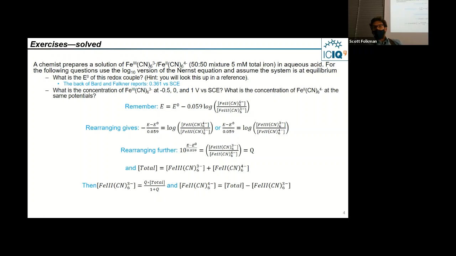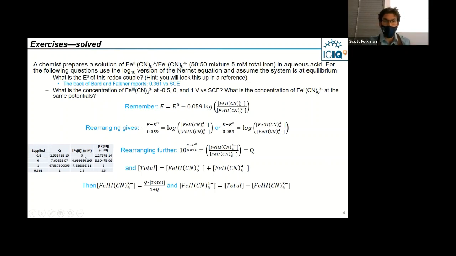We know the E0. And so if I put in, for example, minus 0.5 volts here, I can then solve for iron 3 in this equation. I can then solve for iron 2, taking the difference. And so I have that shown here. So at minus 0.5 volts, Q is this number times 10 to the minus 15th. So quite small. Basically, all of it's in the iron 2 state, which makes sense. We're more than a volt negative of the standard potential, and so very little iron 3 there.